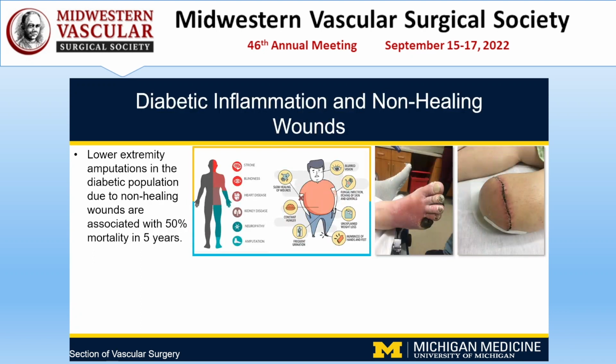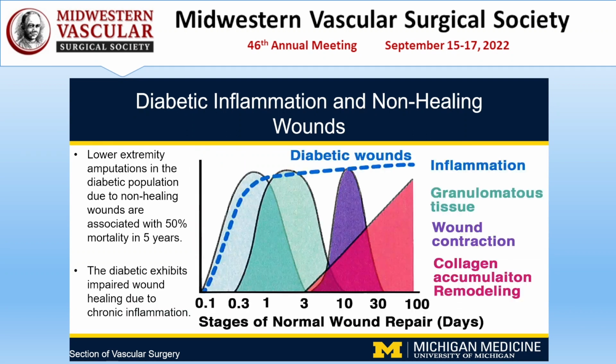So this audience is very familiar with the perils of non-healing diabetic wounds and what eventually can happen, resulting in amputation and even other sequelae. We also know that a lot of these things are due to inflammation, just overriding inflammation, which prevents these wounds from going through the normal healing cascade, as shown in these different colored histograms that you see there.